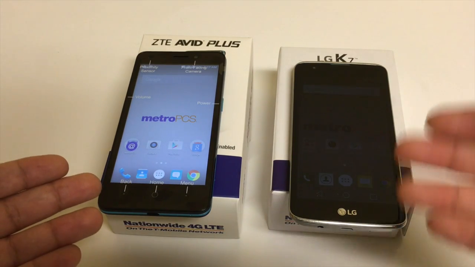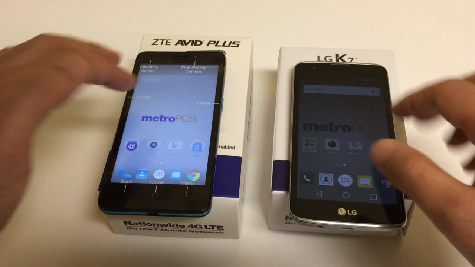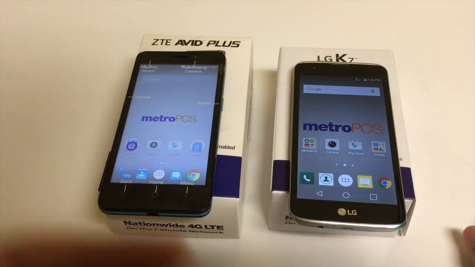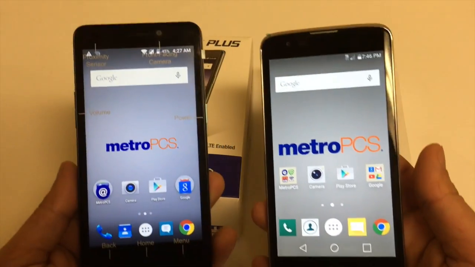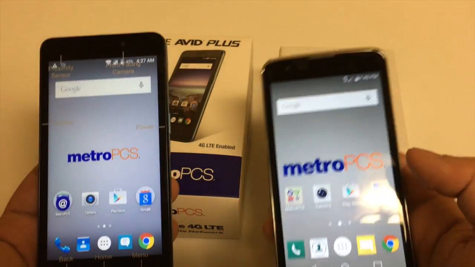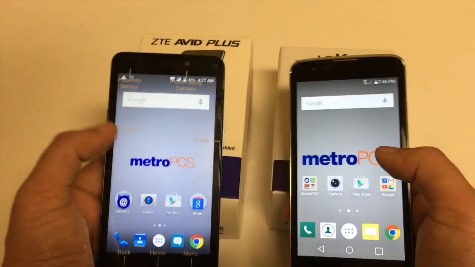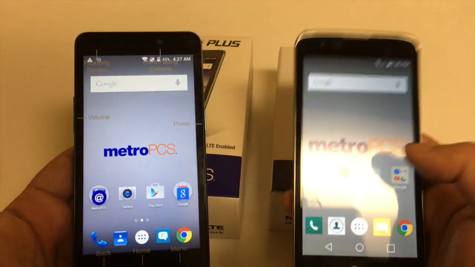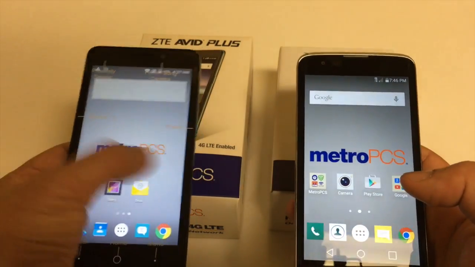This is a 5-inch screen, and this is also a 5-inch screen, rocking 196 pixels per inch for both phones. So the resolution is supposed to be the same, but if you look at the phones in reality, they actually look way more vivid on the LG K7 compared to the ZTE Avid Plus. This looks way brighter and has more natural colors than the ZTE Avid.